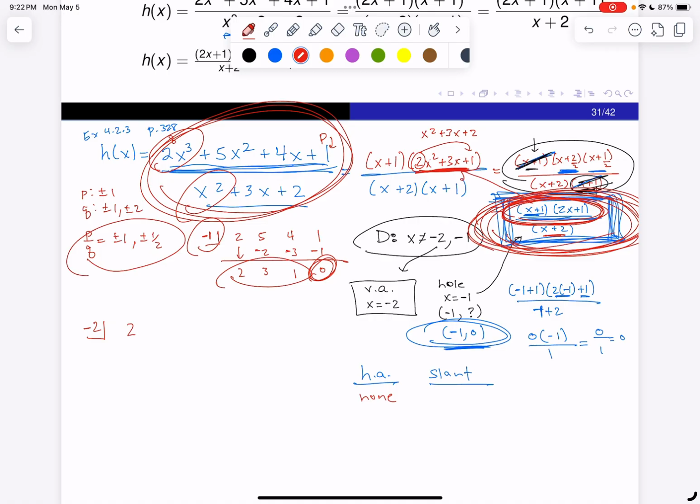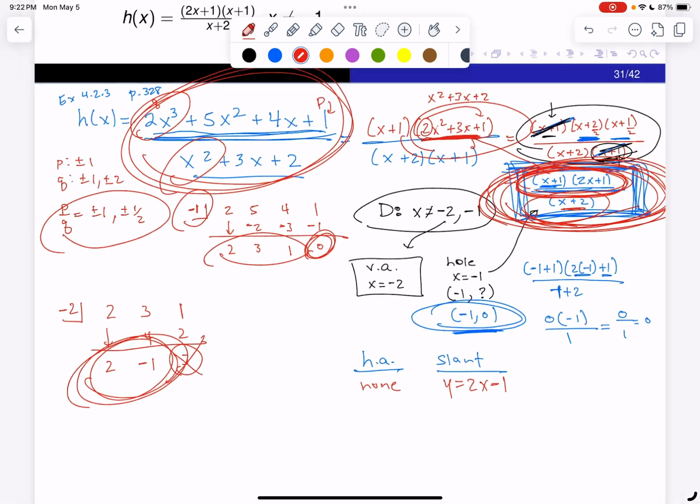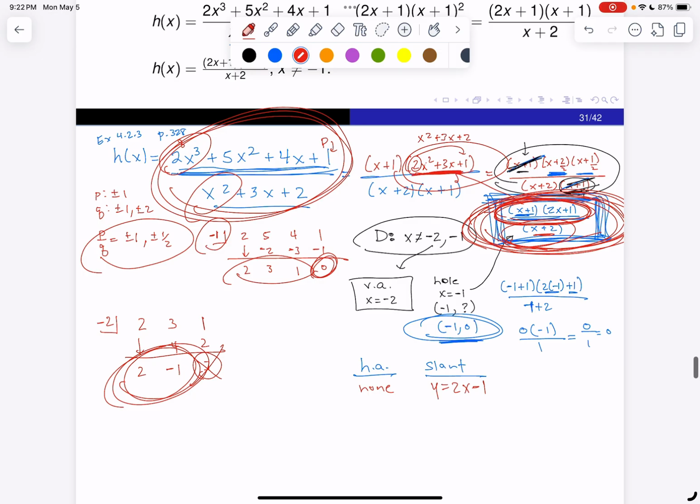Okay? So we're taking the simplified equation and we're doing synthetic division. So we get a 2, a 3, and a 1 from this right there, divided by x plus 2. So drop the 2, get a -4, you get a -1, you get a +2, you get a remainder of 3. The remainder doesn't matter because all we care about is this. So our slant asymptote is 2x minus 1. Last thing, zeros and y-intercept. Zeros is where the top equals 0.